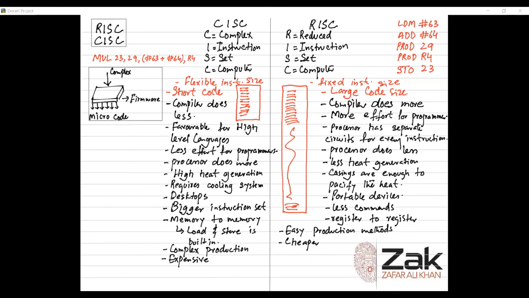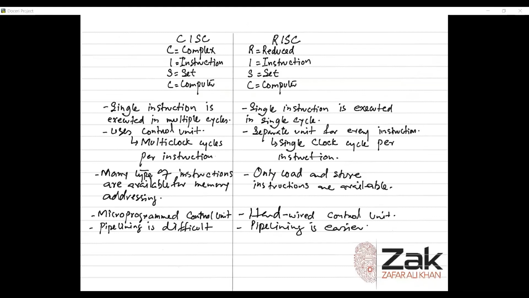So last few points. Over here, a single instruction is executed in multiple cycles. Now this is very important: you have given one instruction in complex instruction set code, and then firmware will break it into a number of microcodes or multiple instructions. So it means that one instruction will be executed in multiple cycles. What cycles? Fetch, decode, execute cycle.